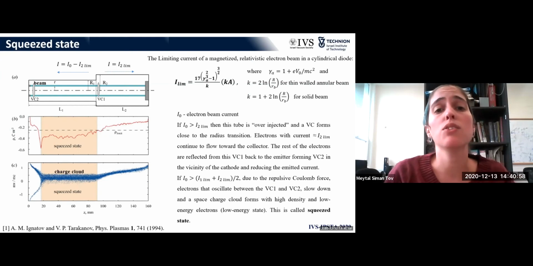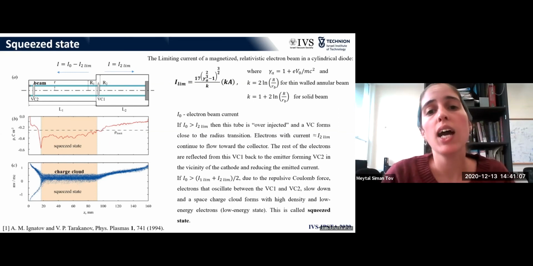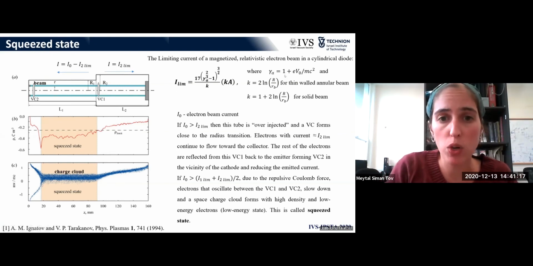To understand it, we need to first define the limiting current that's supporting a steady state flow of a magnetized relativistic electron beam in a cylindrical diode. The limiting current is defined by the energy of the electron, the radius of the electron beam, and the radius of the anode. For a smaller anode radius, we get a higher amplitude for the limiting current. This is the formula for it.